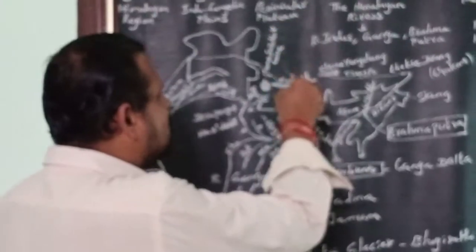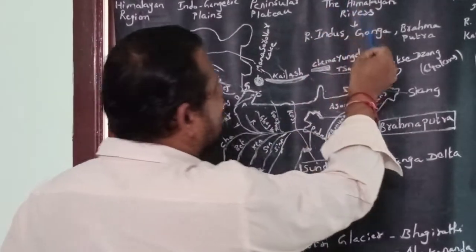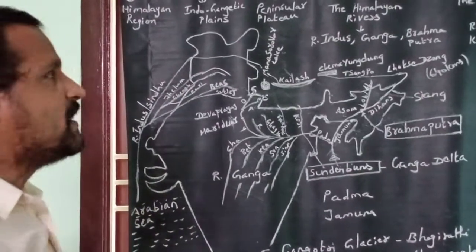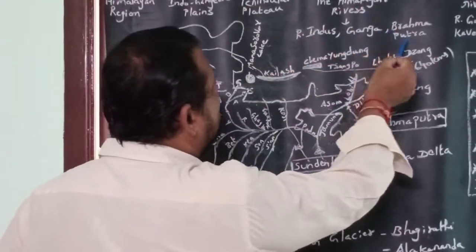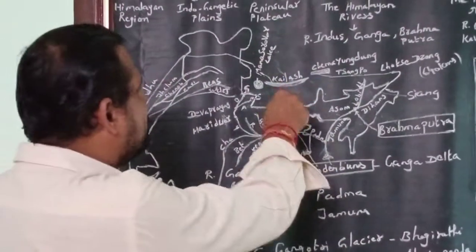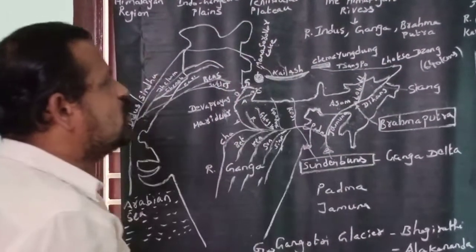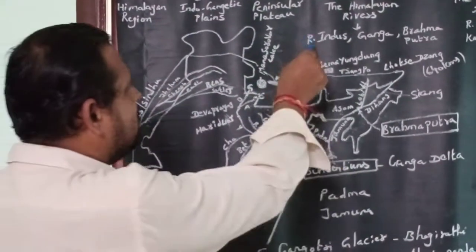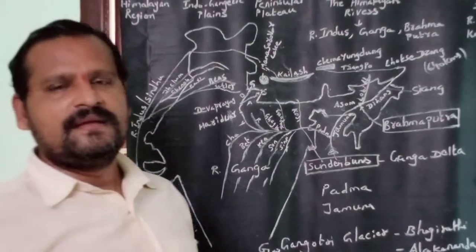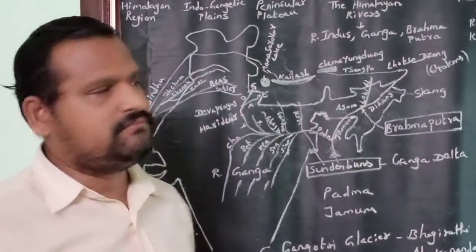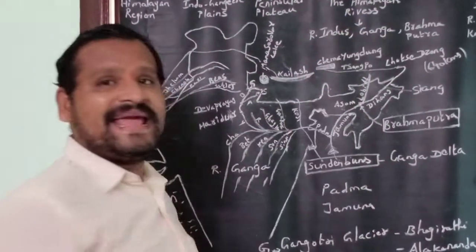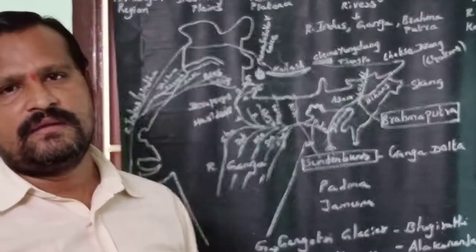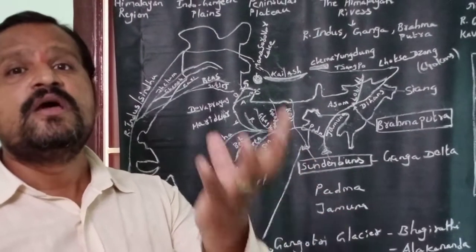Why are River Indus, River Ganga, River Brahmaputra called Himalayan rivers? Because these rivers originate, take birth at Himalayan region. So these rivers are called Himalayan rivers. These Himalayan rivers take birth at the glacier of Himalayan mountain. Glacier in Telugu we call Manchukata.